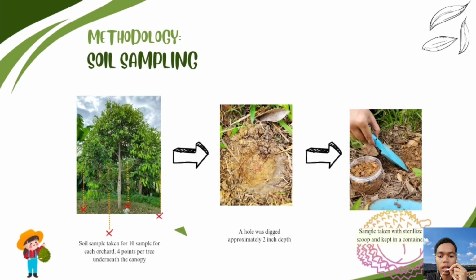For one sample, a hole approximately 2 inches deep was dug and the sample was taken with a sterile scoop at different points underneath the durian canopy. The composite soil was kept in a container to keep moisture.